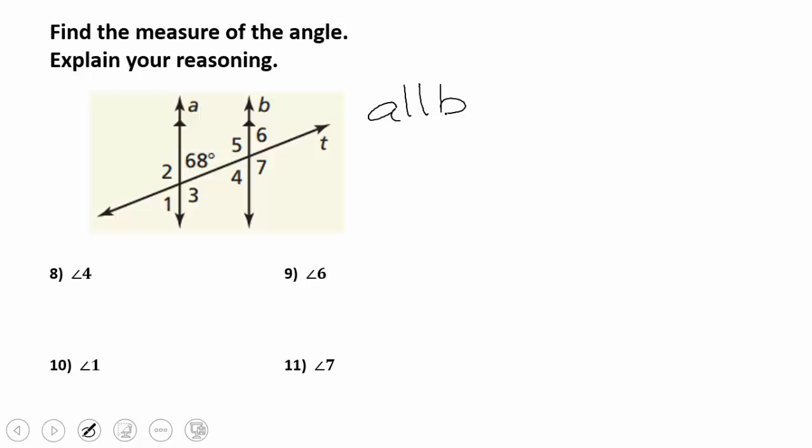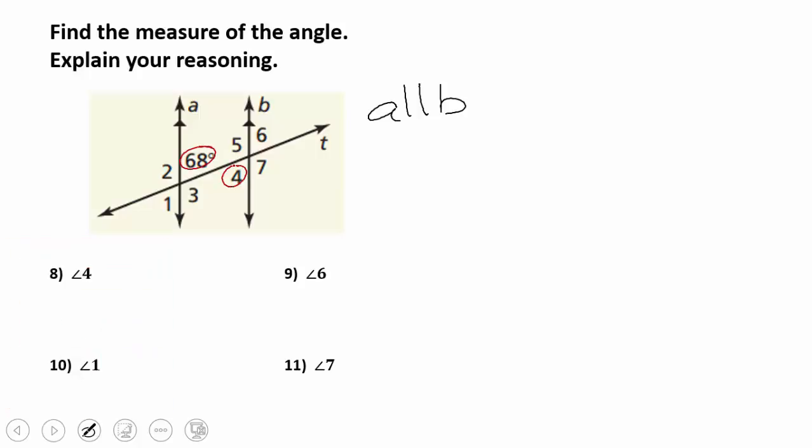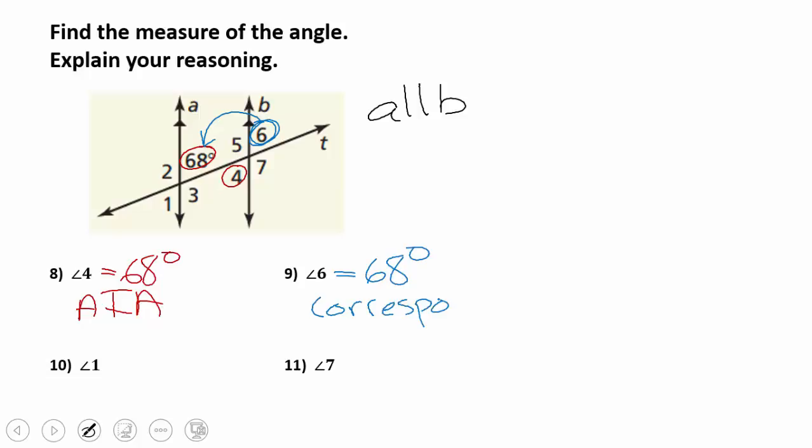So measure of angle 4. Well, let's see. Angle 68 and angle 4, they are alternate interior angles. And alternate interior angles are congruent. So angle 4 is 68 degrees because of alternate interior angles. Okay? How about angle 6? Angle 6 is corresponding. Corresponding angles are congruent. So angle 6 is also 68 degrees because of corresponding angles.